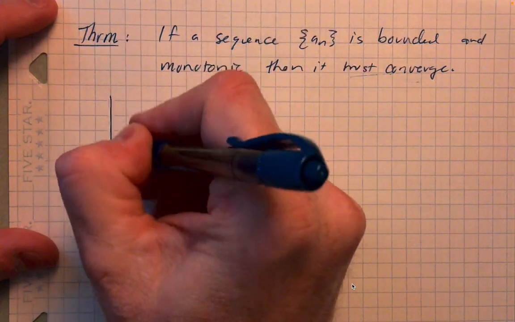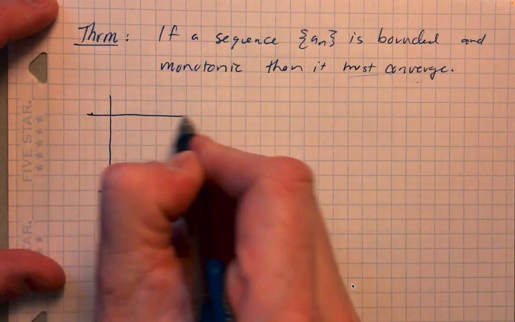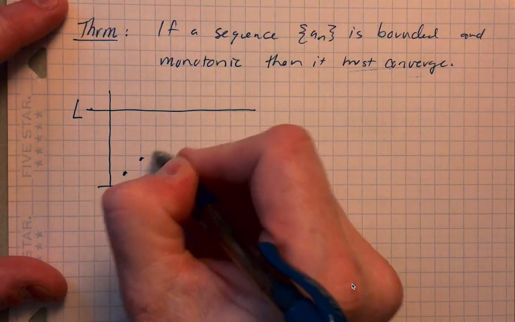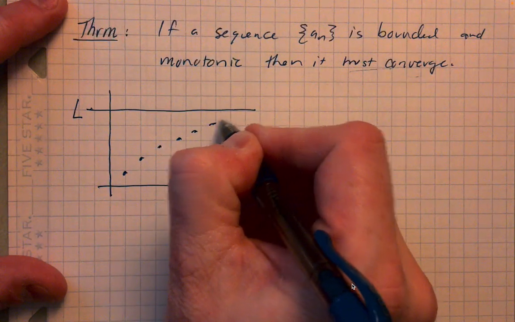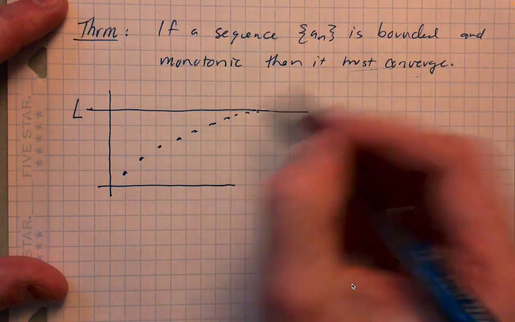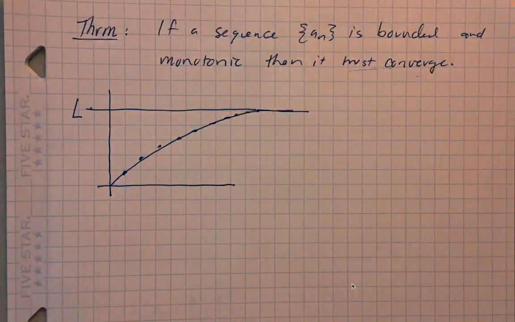Okay, so let's see here. Let's draw a picture. All right, so let's say I've got L here, and the sequence kind of goes up like this. It's monotonic, right? It never goes back down. It's monotonic increasing. So that's going to imply that eventually it's going to hit some kind of a limit, and that limit will be the limit of the sequence. So that's going to mean that the sequence converges.